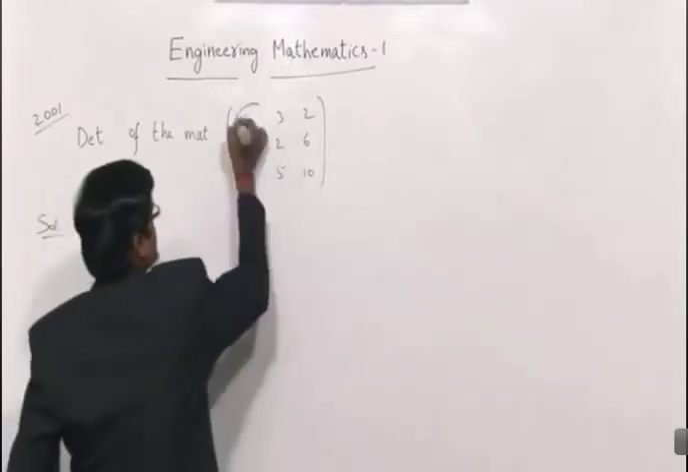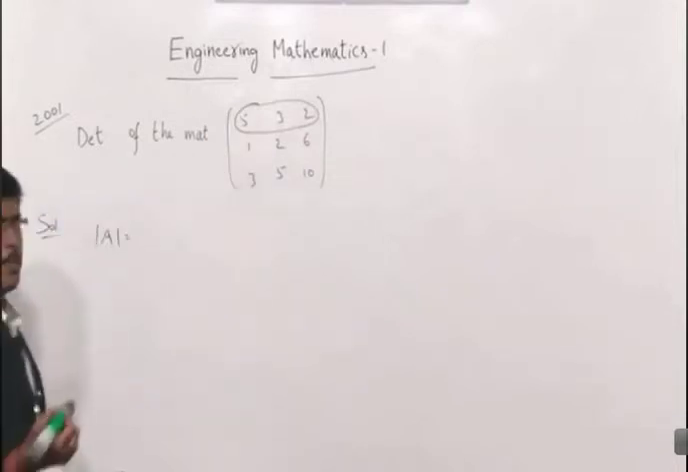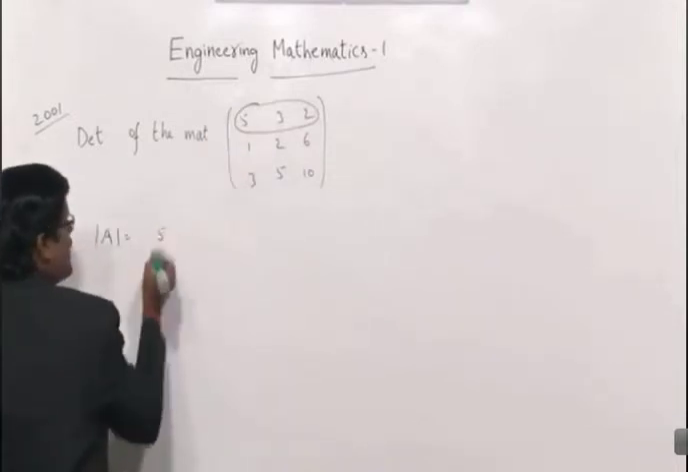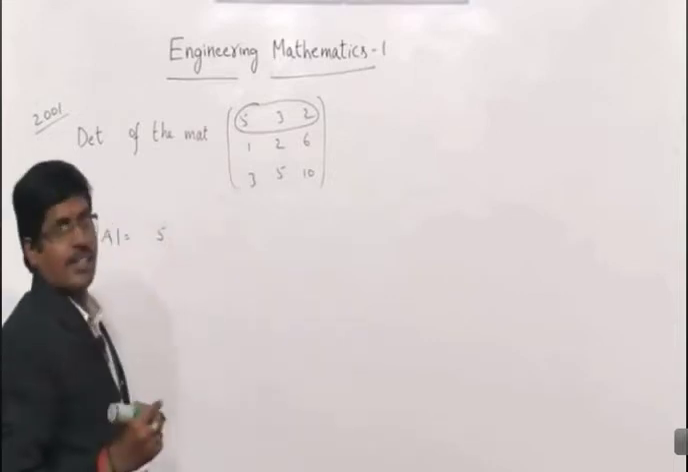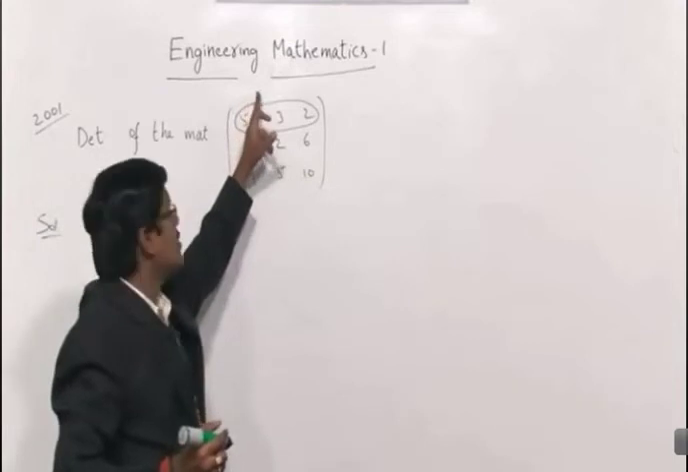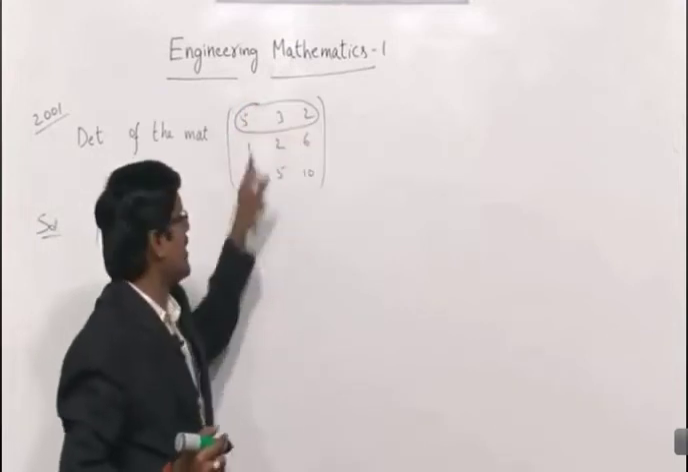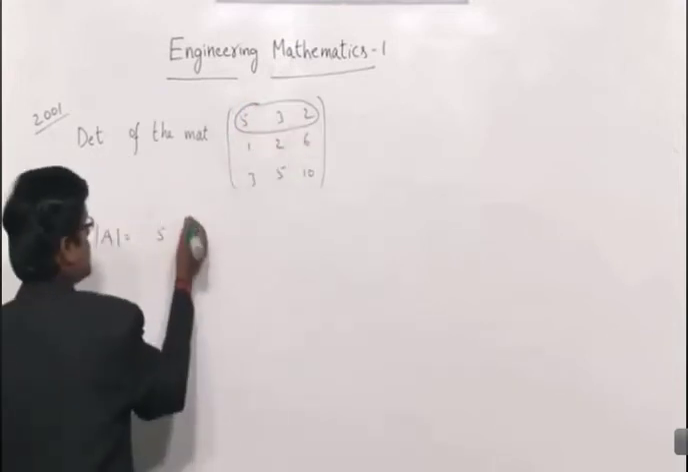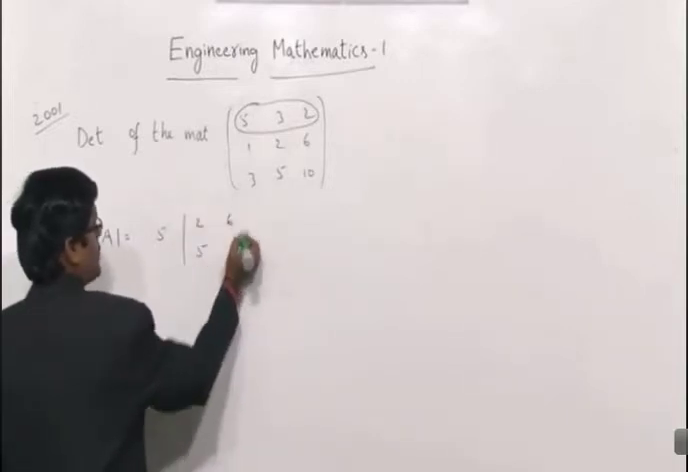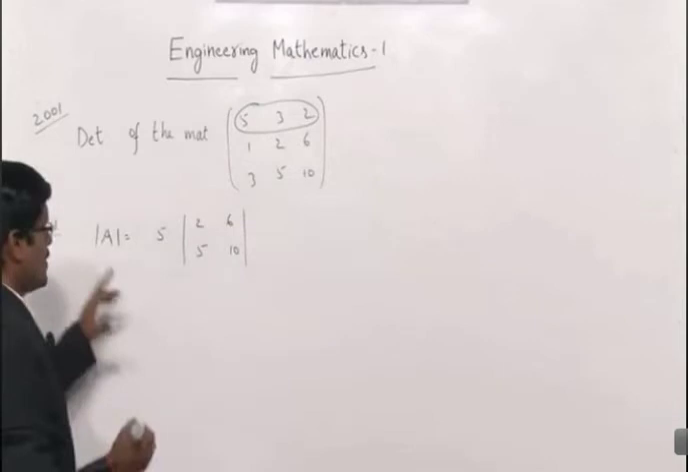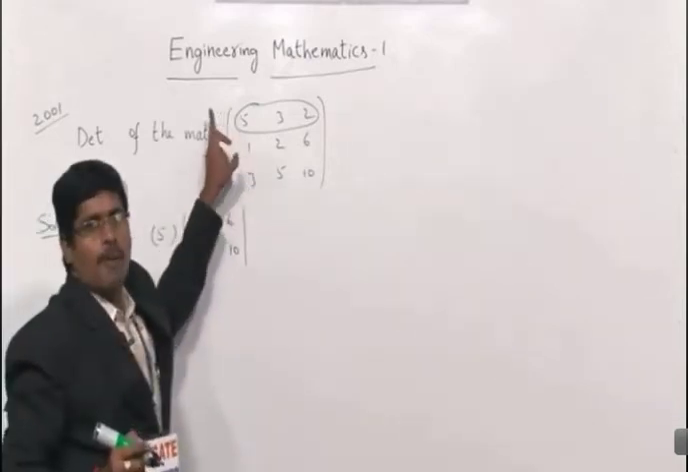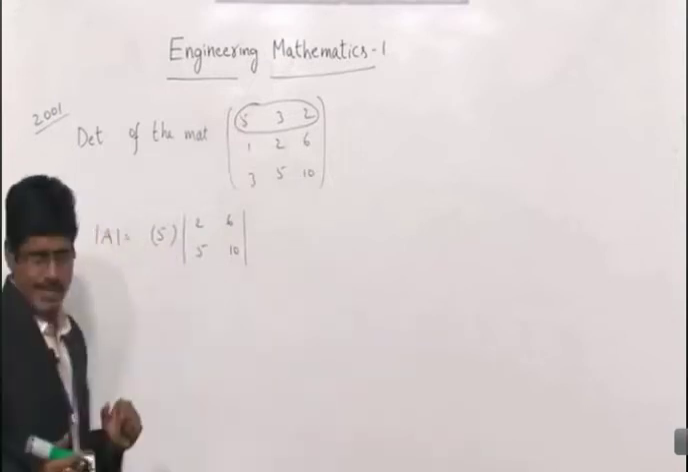I have taken the usual procedure, as people are habituated to the first row. What is the first element? 5 into cofactor of 5. Cofactor means before that, finding the minor of 5. Leaving first row and first column, the remaining elements' determinant is 2, 6, 5, 10. Correct or not? And this is pre-multiplied by minus 1 raised to 1 plus 1, which becomes plus.